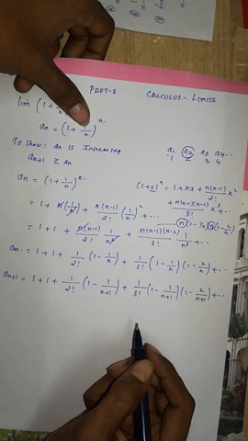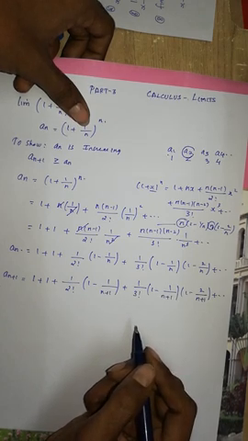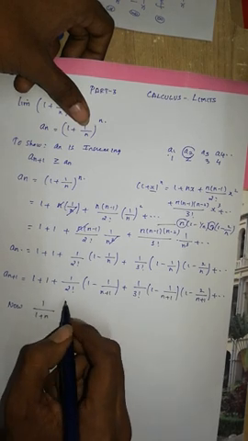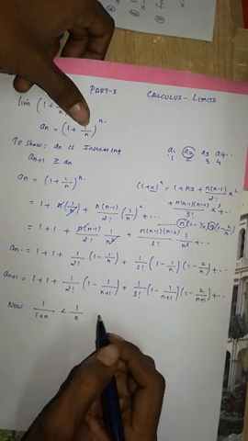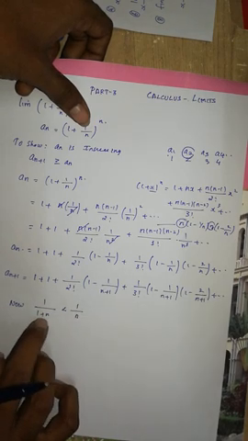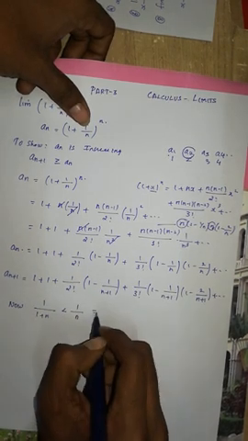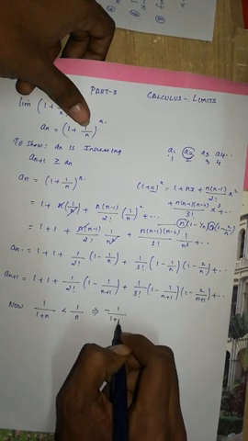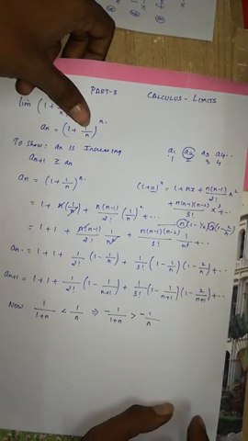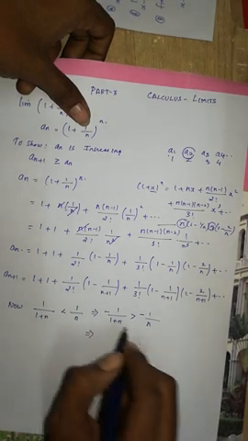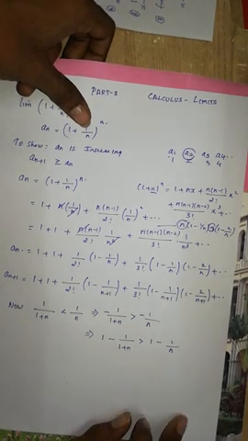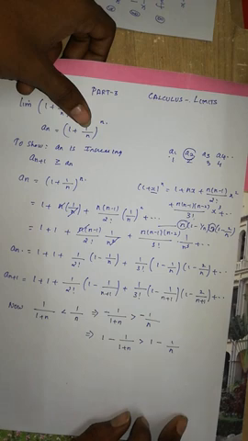Now we see that 1 by 1 plus n will always be less than 1 by n. If I substitute n is equal to 1 here, it will be 1 by 2 is less than 1. So 1 by 1 plus n will always be less than 1 by n. So if I multiply by minus, then minus of 1 by 1 plus n will be greater than minus 1 by n, because if I multiply by minus, the inequality will be reversed. If I add 1 to both sides, 1 minus 1 by n plus 1 will be greater than 1 minus 1 by n.